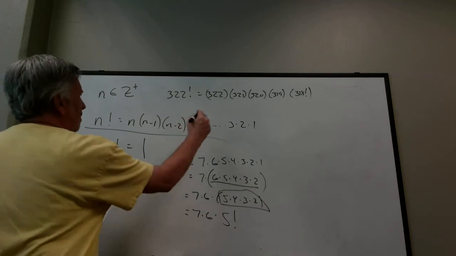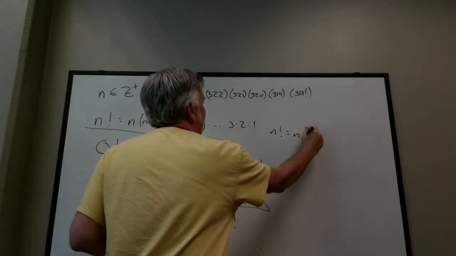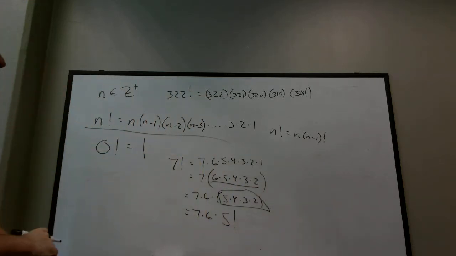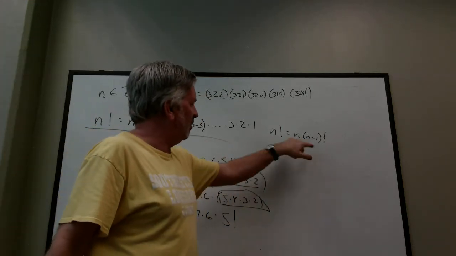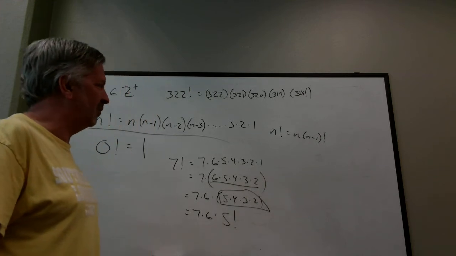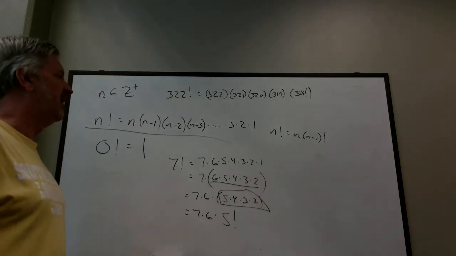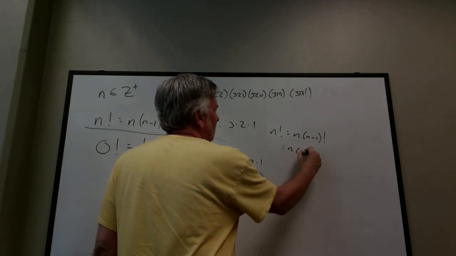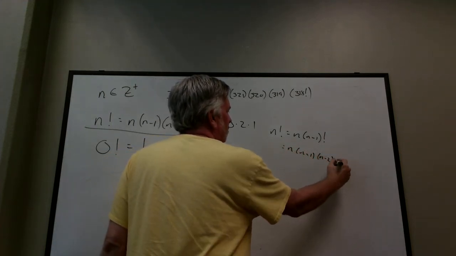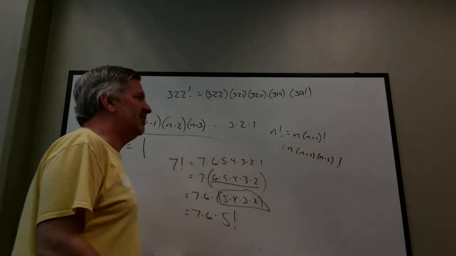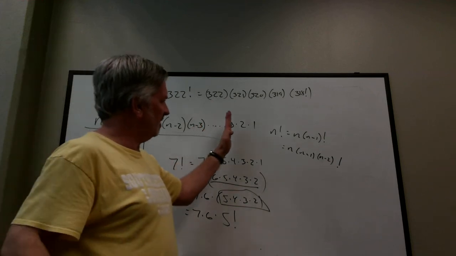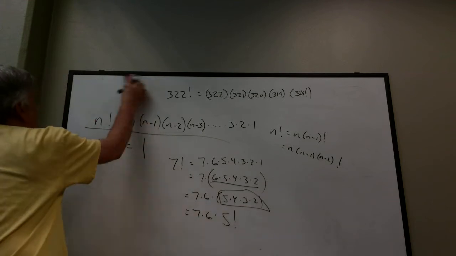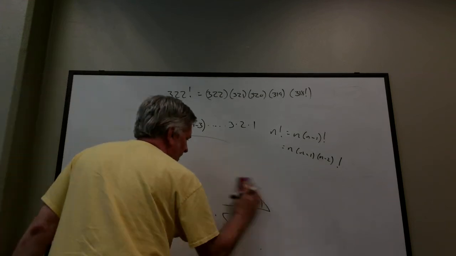It says n factorial is n times n minus 1 factorial for n bigger than or equal to 1. Notice, if n is 0, negative 1 factorial doesn't make any sense. So n has to be at least 1 to do that. But it's also, I didn't put it here, n times n minus 1 times n minus 2 factorial for n at least 2. So you can always expand out as far as you want, and as soon as you stop, you have to put the factorial.